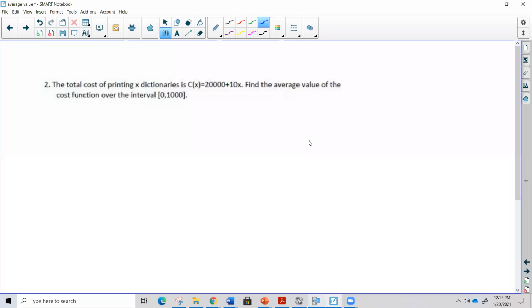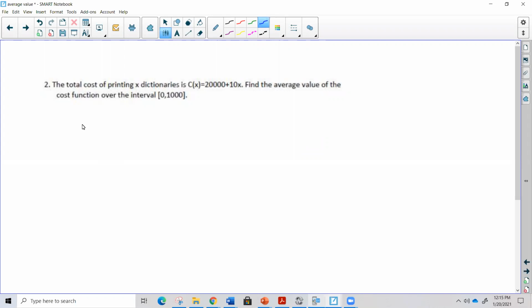So in this video, I'm going to look at a few applications of average value, especially with the cost function. Question 2 says, and this again is from the packet, it's on page 18: The total cost of printing X dictionaries is C of X equals 20,000 plus 10X. Find the average value of the cost function over the interval.